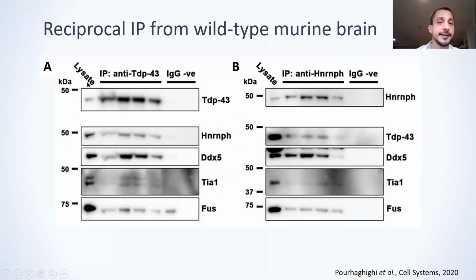So we validated the BrainMap work by reciprocal immunoprecipitation of either TDP43 or another component of the complex, hnRNP-H1, from wild-type murine brain. If you pull down TDP43, you find association with hnRNP-H1, DDX5, TIA1, and FUS. And similarly, if you pull down hnRNP-H1, you find other components of the complex.